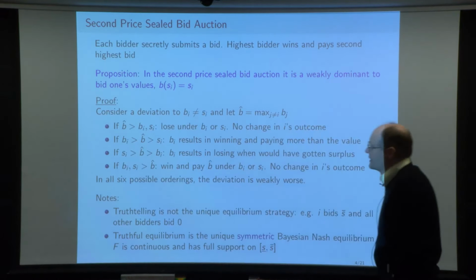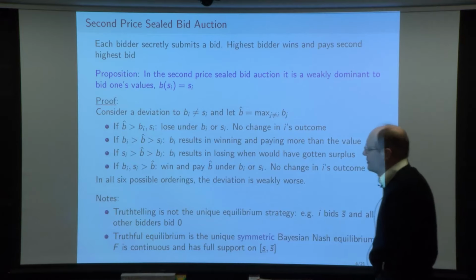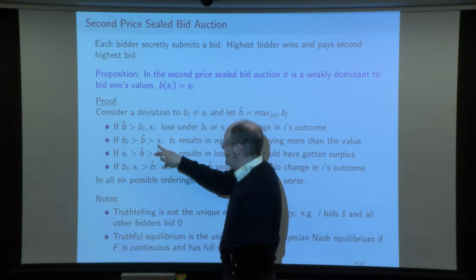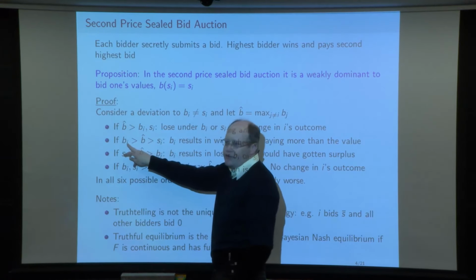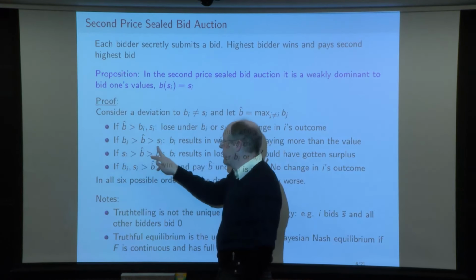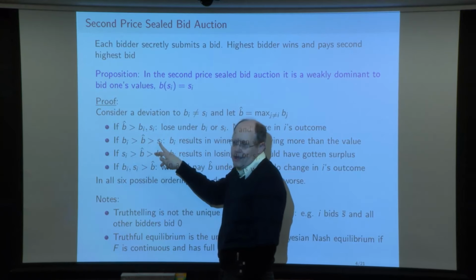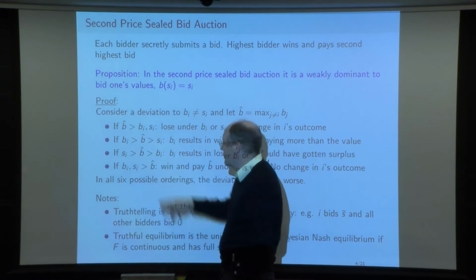The two cases where writing something different from SI does make a difference are here and here. Suppose your value is SI, someone else wrote down a number bigger than your value, and you write down something even bigger. Then if you'd written down your true value, you would have lost. Now that you win, you get the object and you pay B hat, which is more than it's worth to you, so you end up regretting that you won because you bid something more than it's worth.